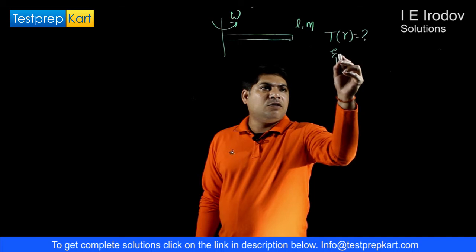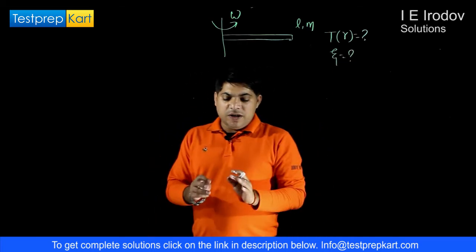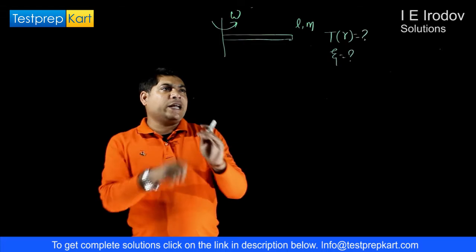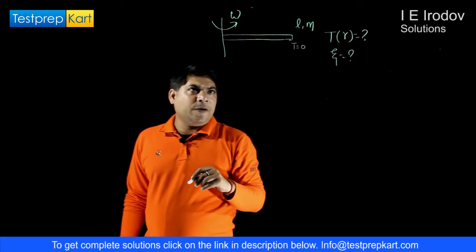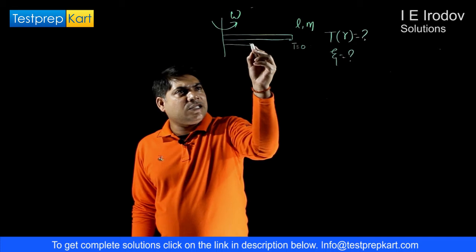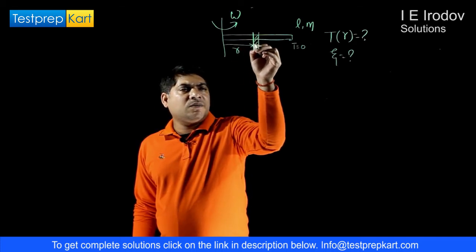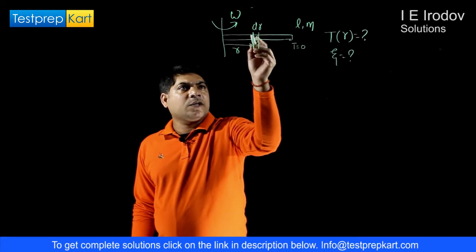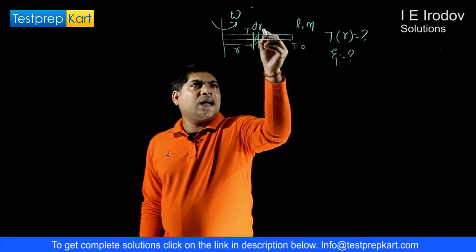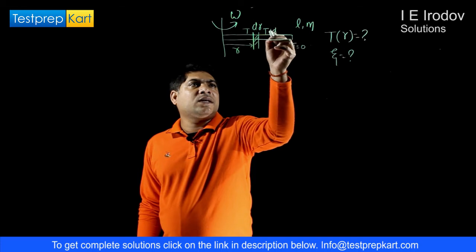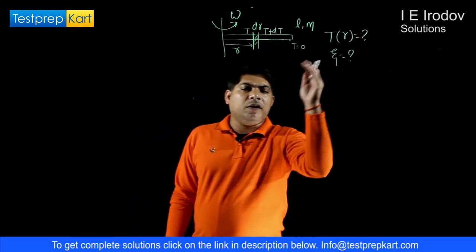So we have to find two parameters. One is elongation and the second is tension. As we know, if this rod is rotating, then the tension at this free end will be equal to 0. So let's take a small segment at a distance r. Suppose the length of this segment is dr. If the tension is T at this point, then at this point the tension will be T plus dT, which is reducing as we are moving away from this end.